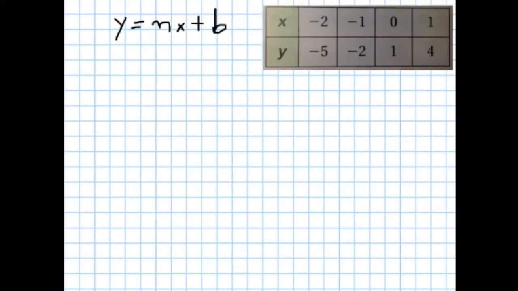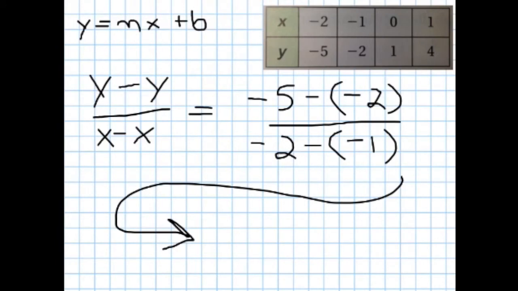Okay, for this we're going to look at this table, and we are going to find out what is the linear equation for this using the x and y values. y equals mx plus b. This is an important formula to use. We can plug things in and figure out what we don't know.